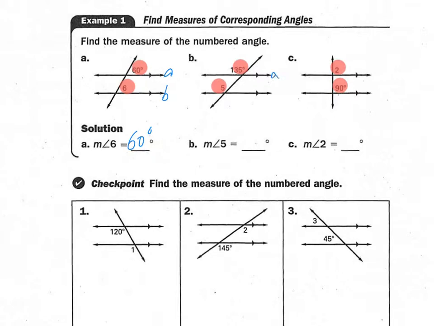And because A and B are parallel, angle 5 must be 135 degrees because that's a pair of corresponding angles, right? And same thing here, angle 2 would be 90 degrees because they're corresponding angles. And by the corresponding angles postulate, if the lines are parallel, corresponding angles are congruent. So make sure you complete the checkpoint.